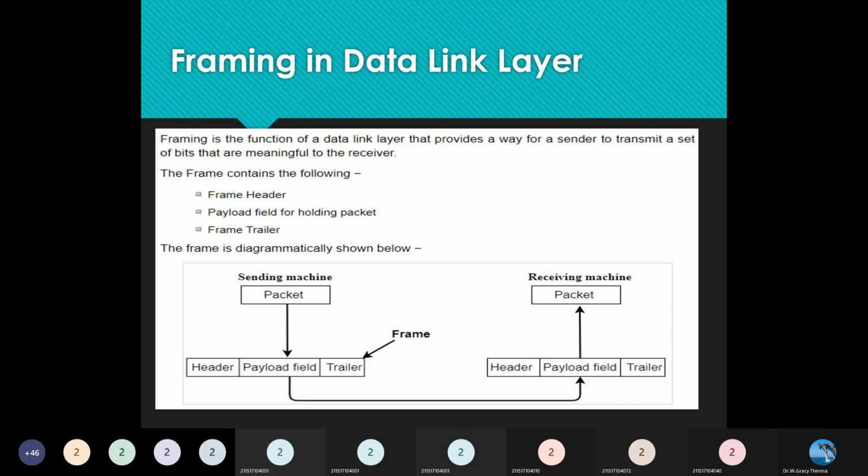Finally, the frame ends with the frame trailer, which has certain bits for error detection and correction, because error control is one of the responsibilities of the data link layer. If any errors have happened, how to detect that error and how to correct it is done by means of the trailer part. It takes that responsibility. So this is something about the framing of the data link layer.